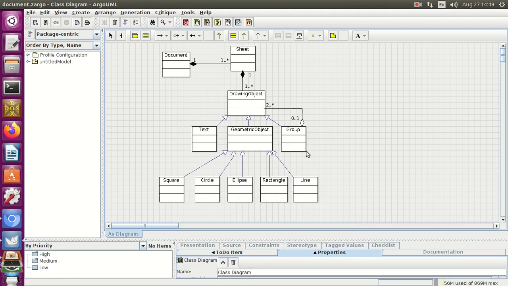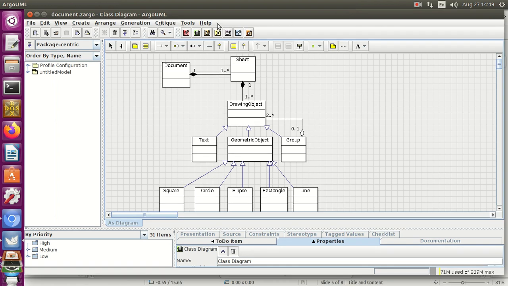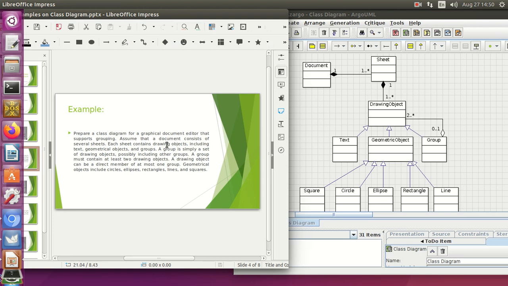So here I have drawn the diagram based on these descriptions. You can see in the problem description they have given a graphical document editor that supports grouping. Based on this we have understood that the document class, the graphic class and the group class are there. Again, assume that a document consists of several sheets. So the document class is there and the sheet class is there.